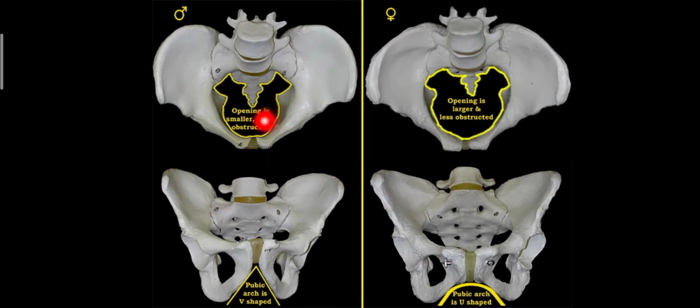Male pelvis, and it is female pelvis. In male pelvis, opening is smaller, and in female pelvis, opening is larger. Pubic arch is V-shaped in male pelvis, while in female pelvis, pubic arch is U-shaped.